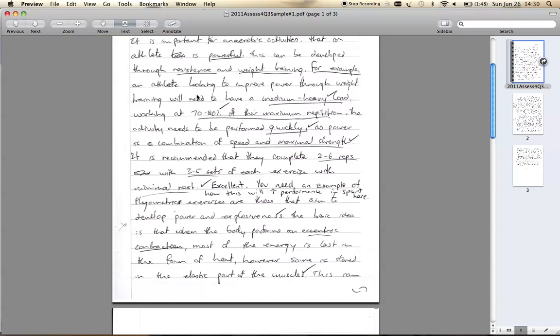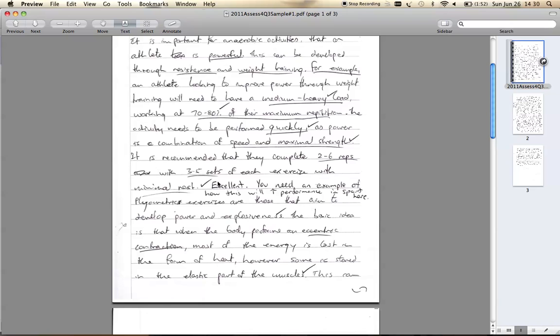What we steer away from here is saying that you lift your maximum, because if you lift your maximum, you're not going to be lifting the weight quick enough to develop power. Because remember, power relates to how quickly you can do a contraction. So he's mentioned here that the activity needs to be performed quickly. Power is a combination there of speed and maximal strength. He's told how many reps, or he said how many reps you need to do, how many sets of each exercise. And here, this is a photocopy, but that's my red pen.